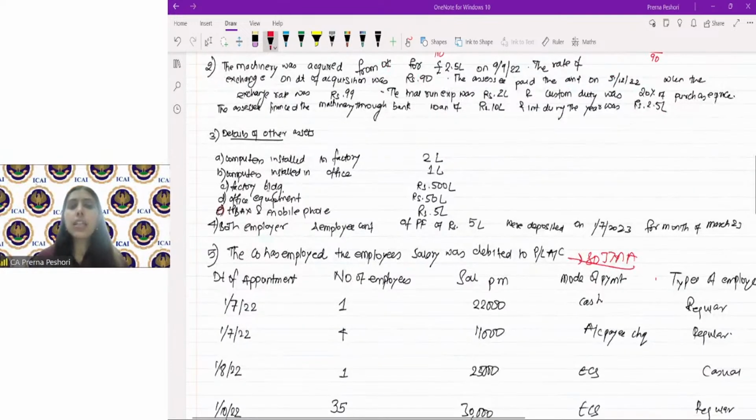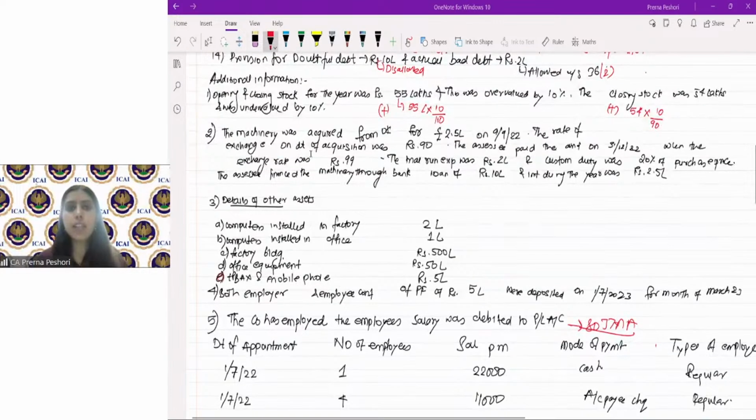The details of the other assets are also given, which are computers installed in the factory and in the office, factory building, office equipment, EPBX and mobile phone. This is all for the purpose of the depreciation. So first, you are going to tell me about the cost of acquisition of the plant and machinery. What would be the cost of acquisition?